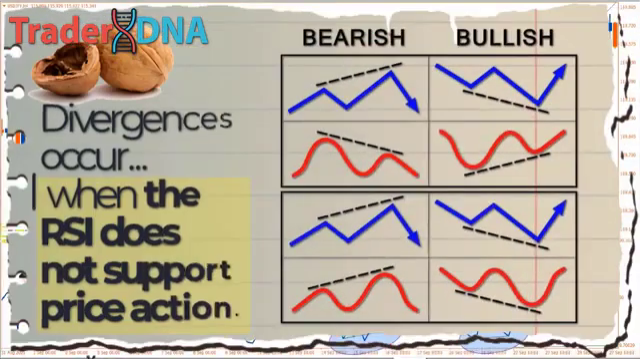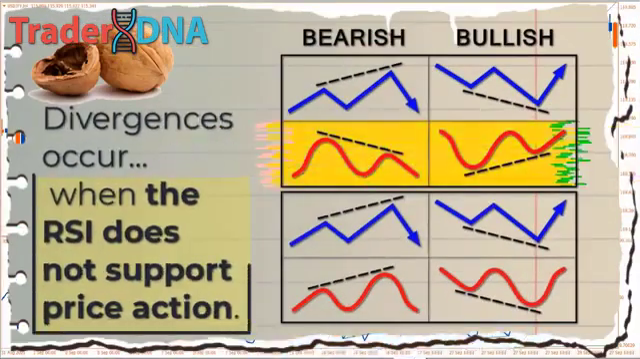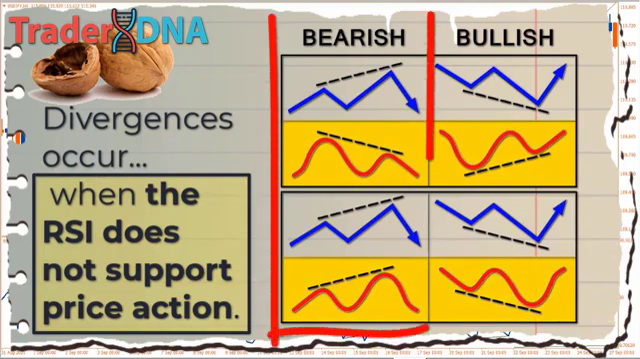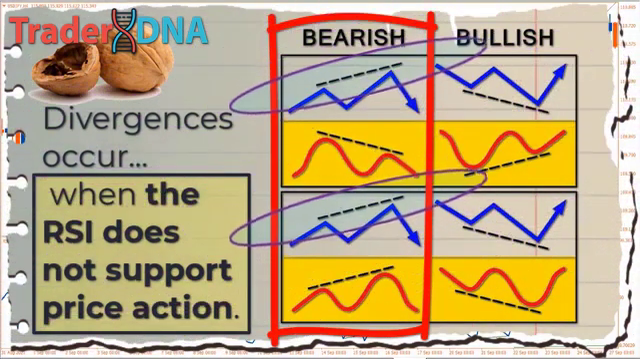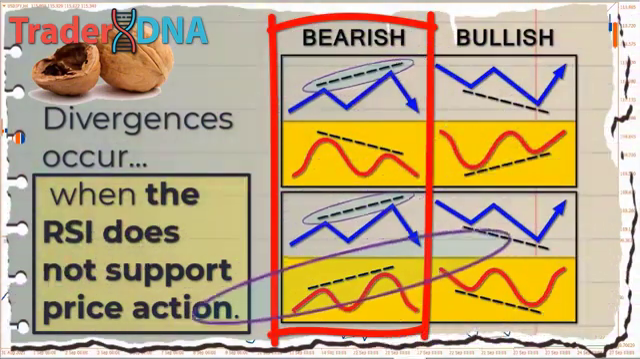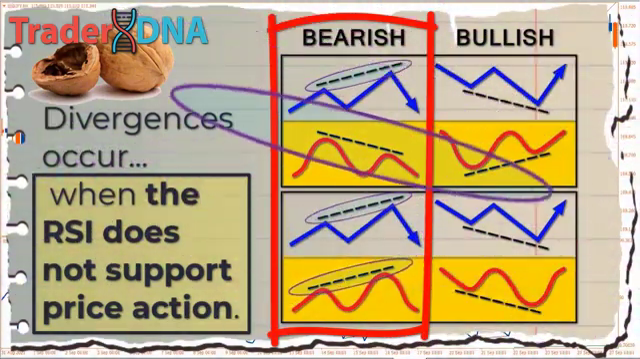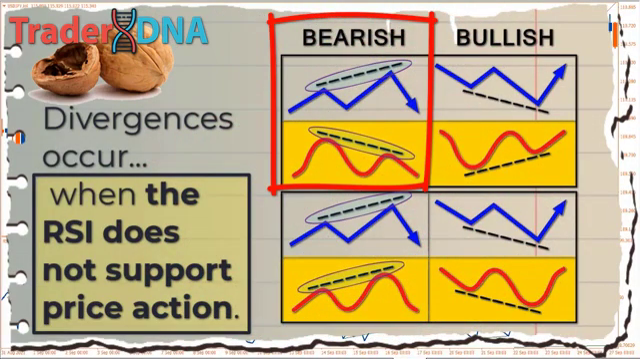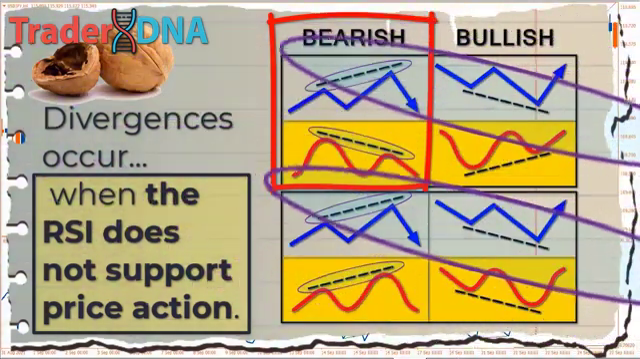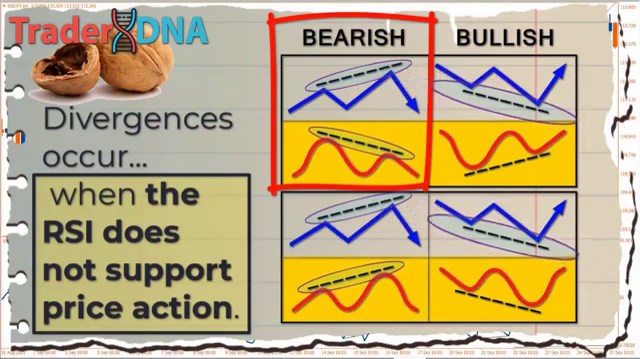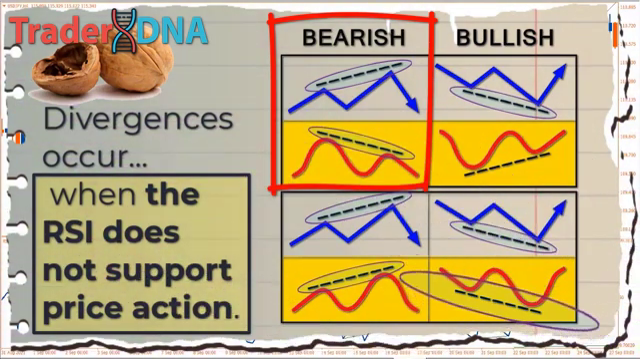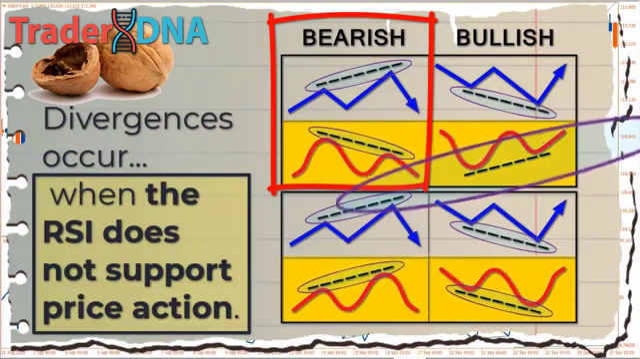In a nutshell, divergences occur when the RSI does not support price action. This diagram illustrates a bearish RSI divergence. When price action pushes to higher highs, we expect the RSI to do the same. When the RSI does not, we observe a bearish divergence. In the opposite situation, as price action pushes down to lower lows, we expect the RSI to go lower as well. If the RSI does not do that, a bullish divergence is present.